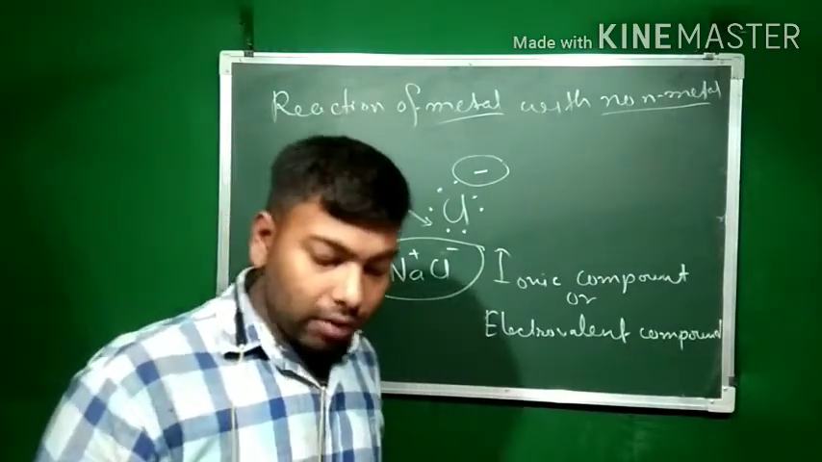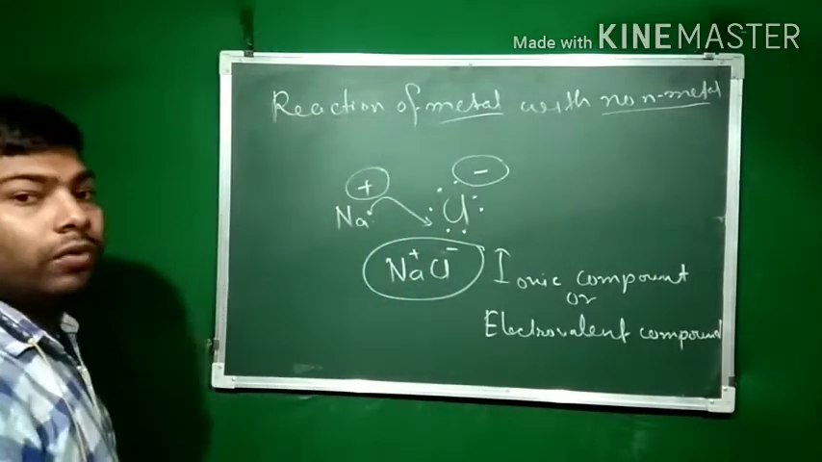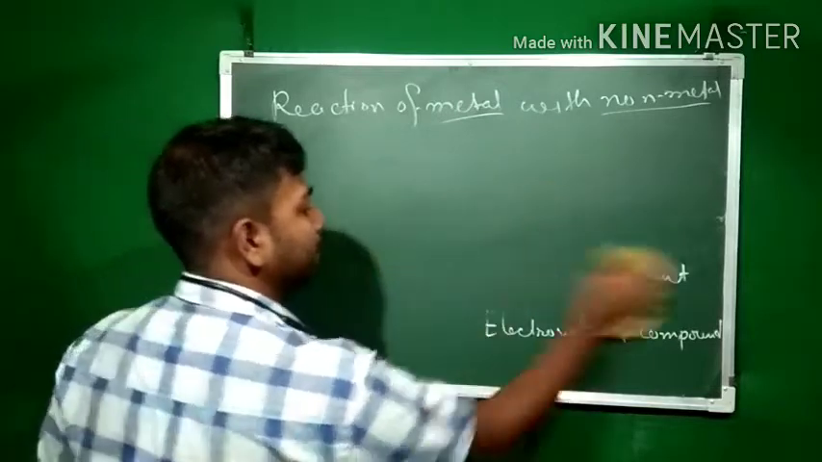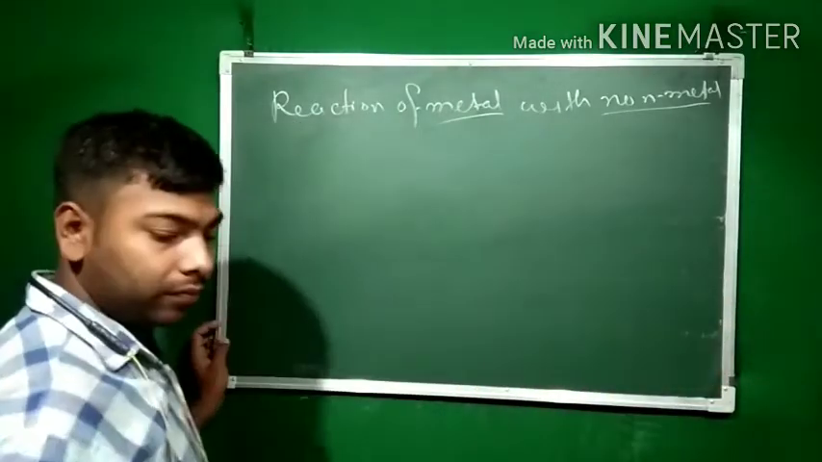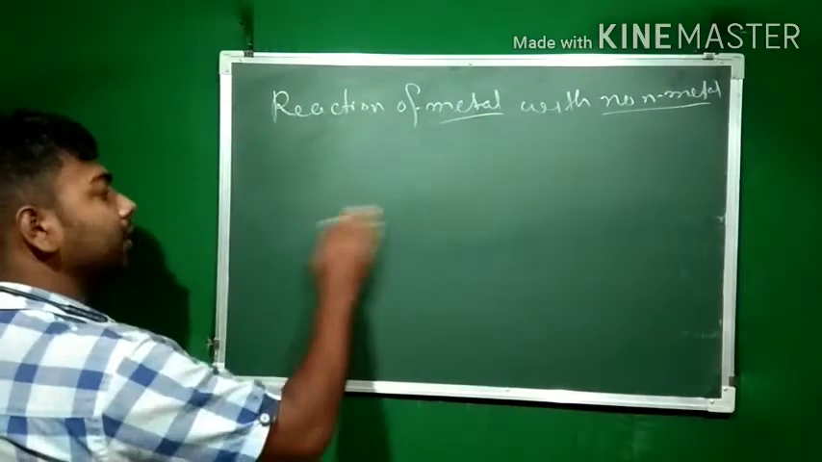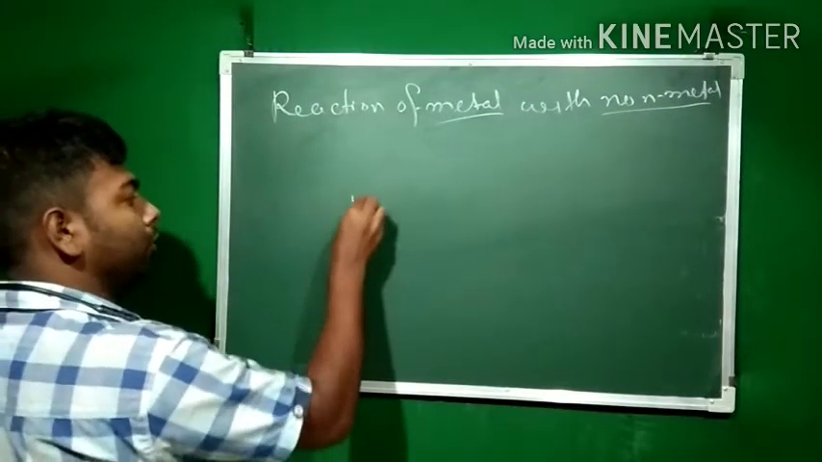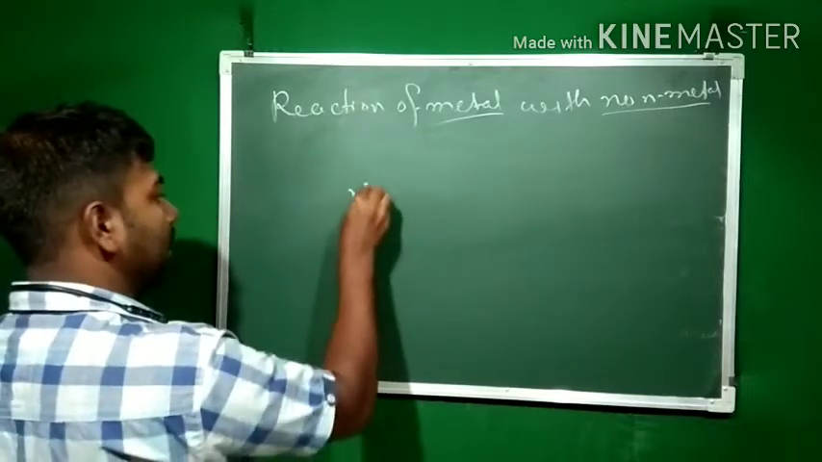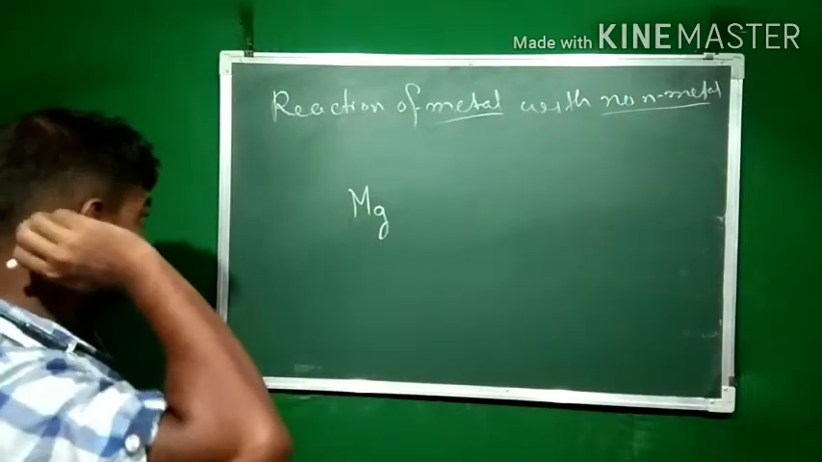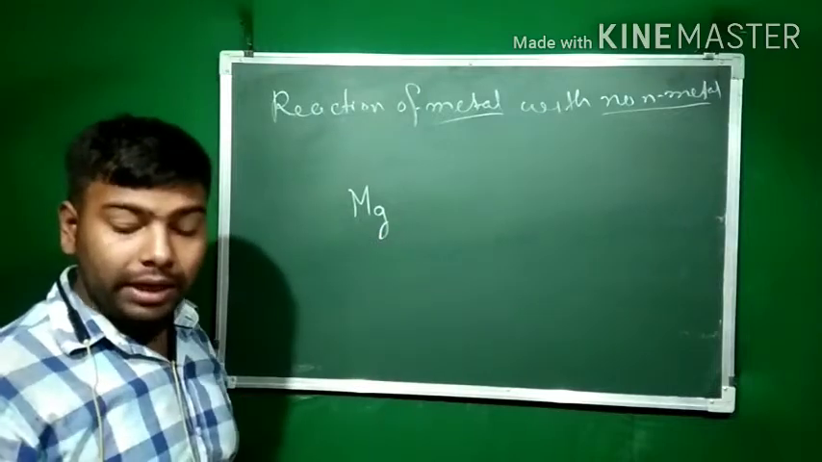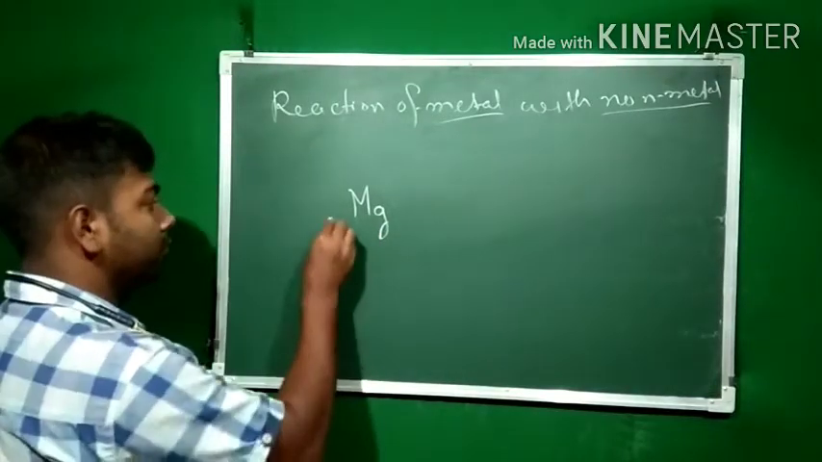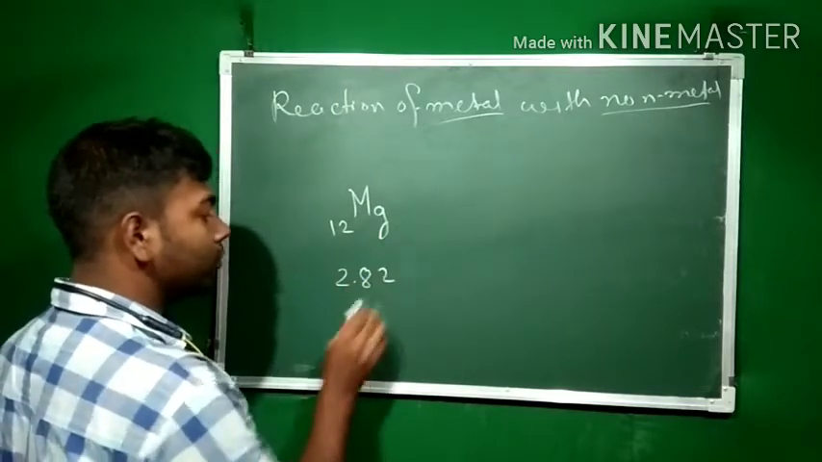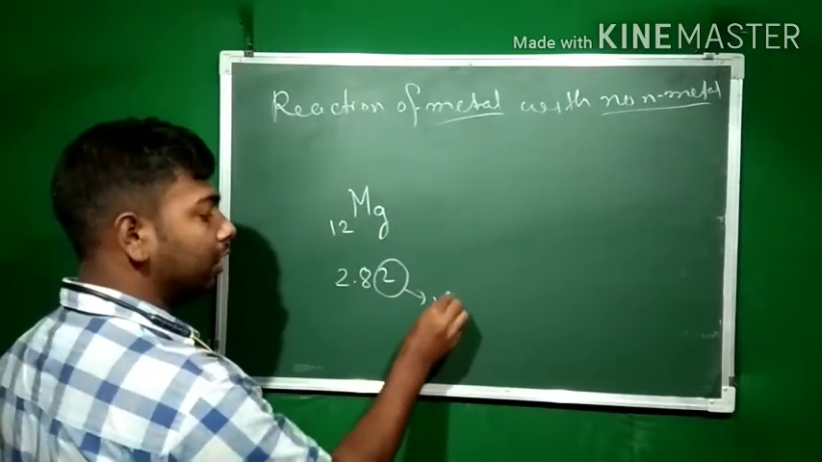Okay. Now see the other example. We are taking another example, similar to sodium. Now let us take magnesium. Magnesium is another metal, its atomic number is 12 and its electronic configuration is 2, 8, 2. That means 2 electrons in the valence shell.